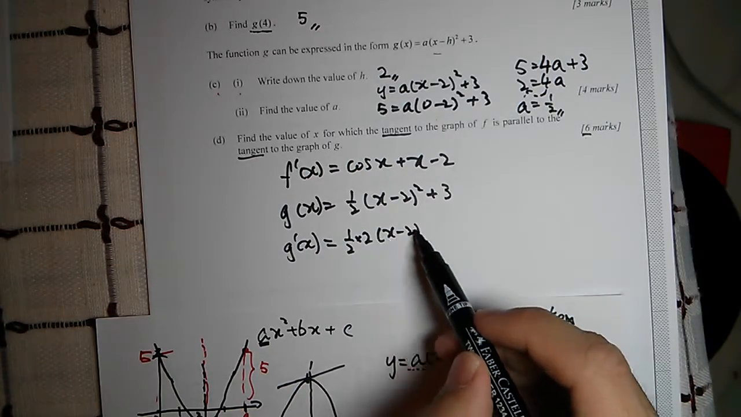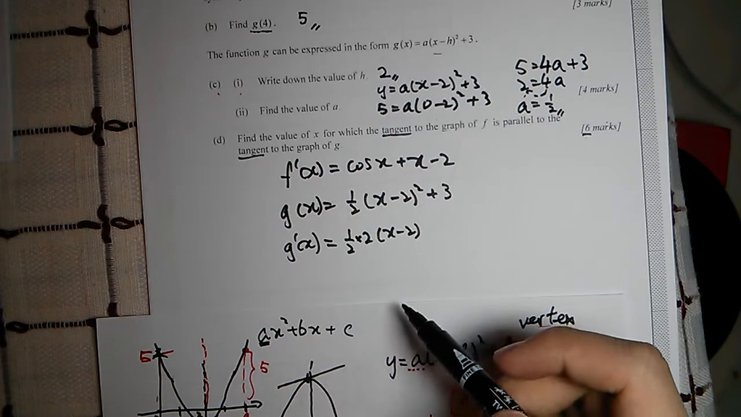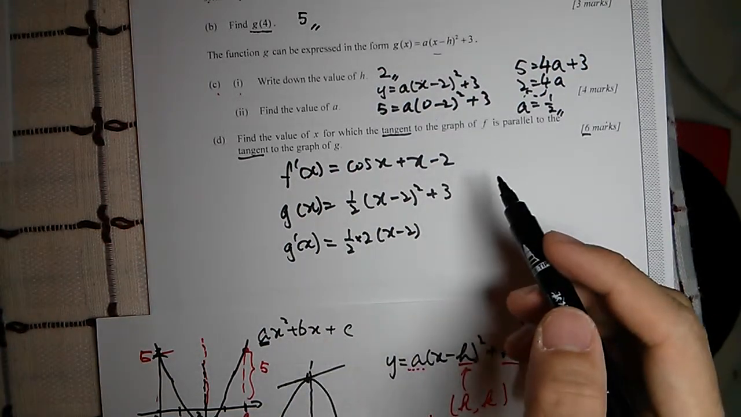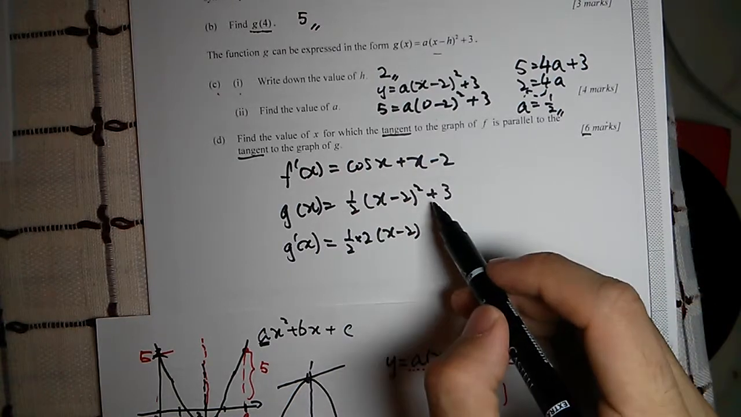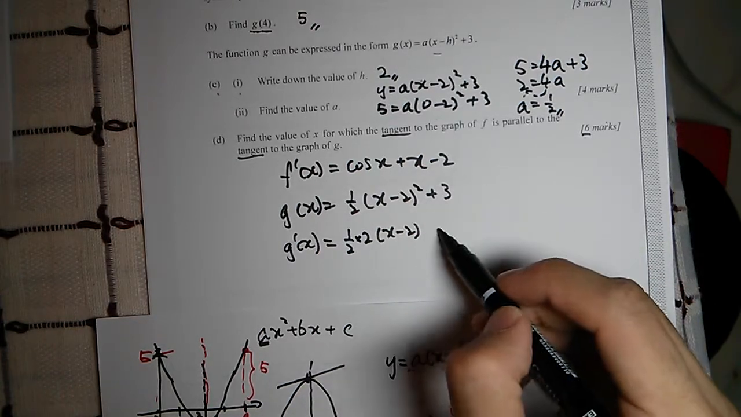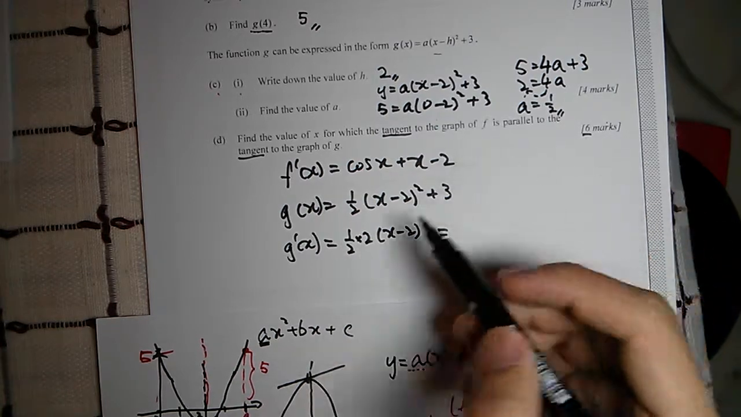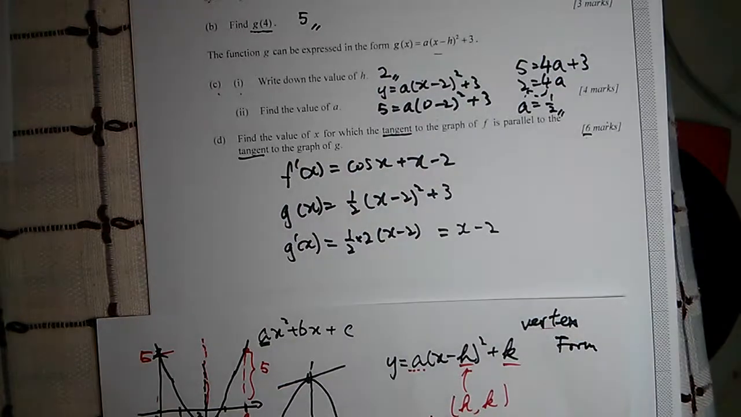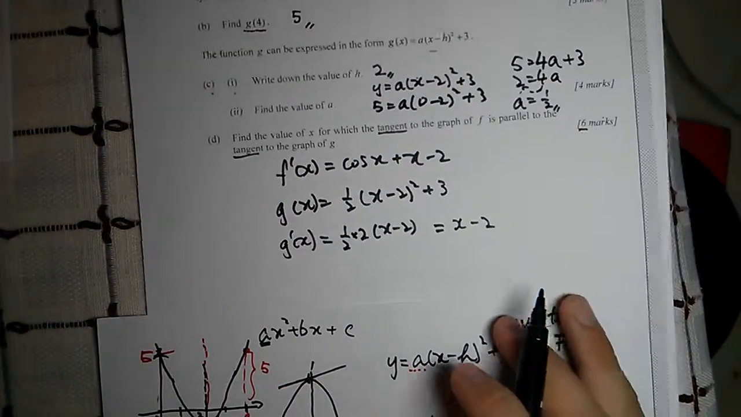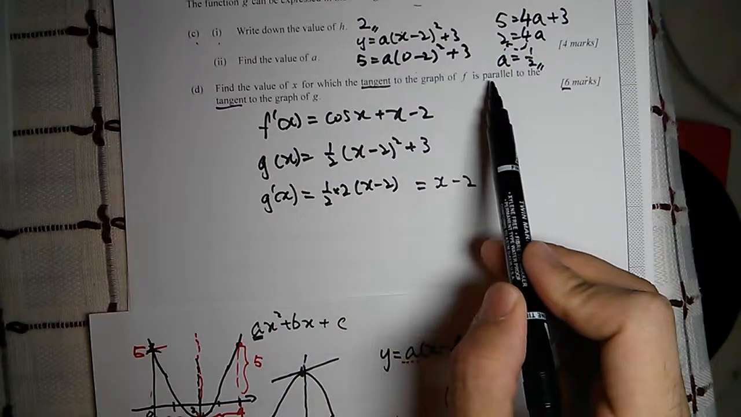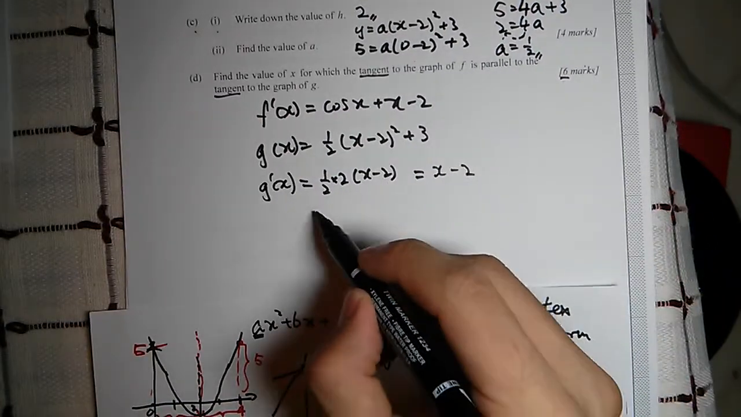And then you move inside to differentiate this. You differentiate x minus 2, you get 1. Differentiate x, you get 1. Differentiate minus 2, you get 0. Plus 3, differentiate 3, you get 0. So that equals half times 2, which cancel each other out, so x minus 2. These are the gradients of the tangents, and you want the tangents to be parallel. That means you want the gradients to be the same.